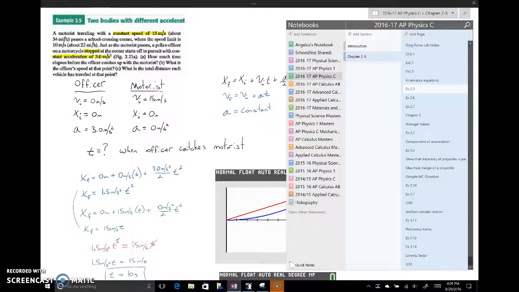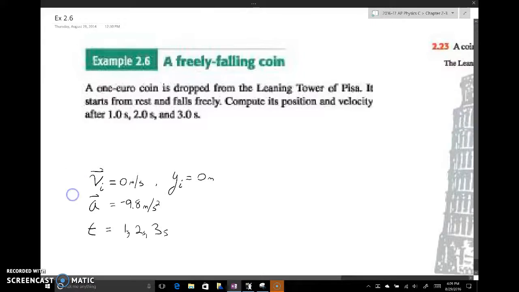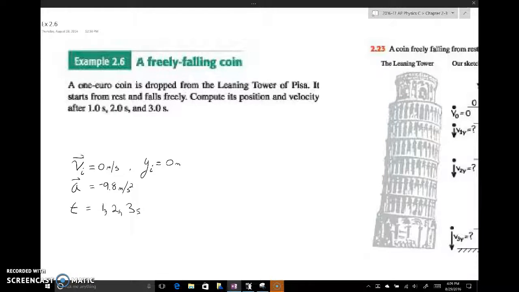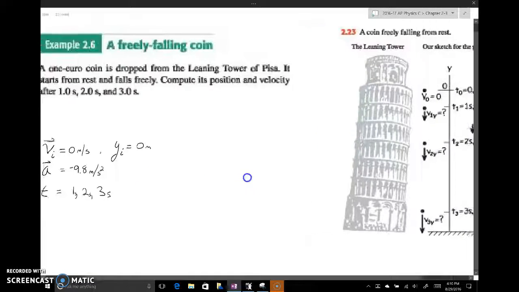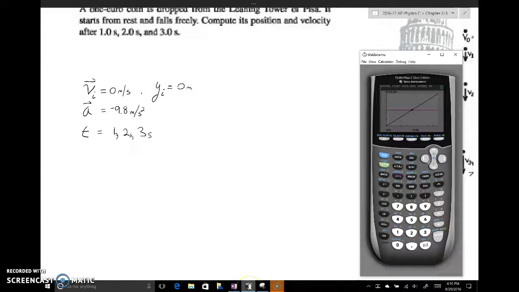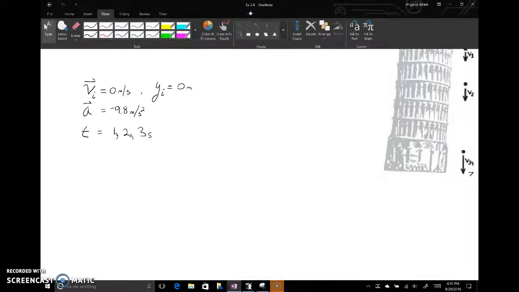Okay, let's go on to a different problem. All right, a coin is dropped from the leaning tower. It starts from rest and falls freely. We want to just calculate its position and velocity after 1, 2, and 3 seconds. So really what we want to do here is do this as efficiently as possible. So we're going to write down our givens and the equations for position and velocity.